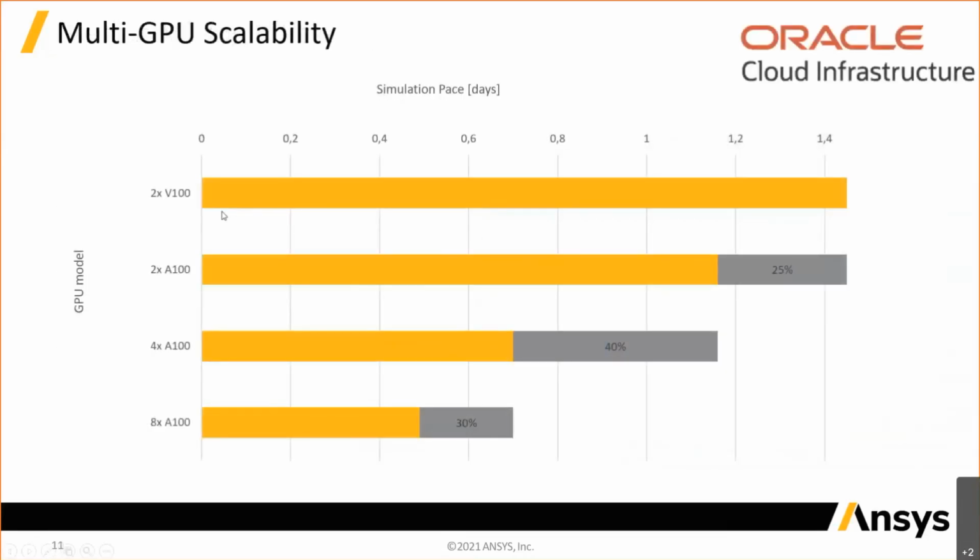As we can see here in this plot, when using other cards, better cards, we can reduce the simulation pace and run these simulations much faster. So when using 2 A100s, we were able to reduce the pace by about 25%. And when increasing the number of GPU cards, we can reduce this simulation pace, which is the time it takes to simulate 1 second of simulation, to less than half a day to run each second of simulation.